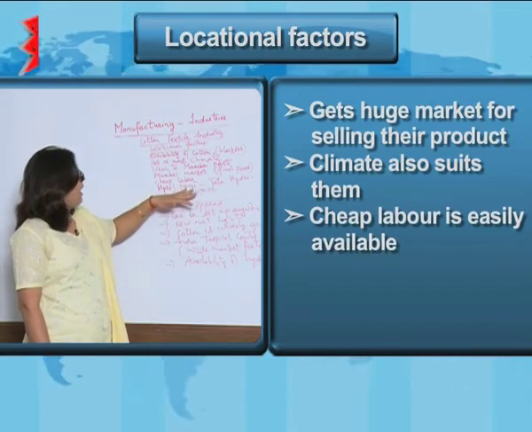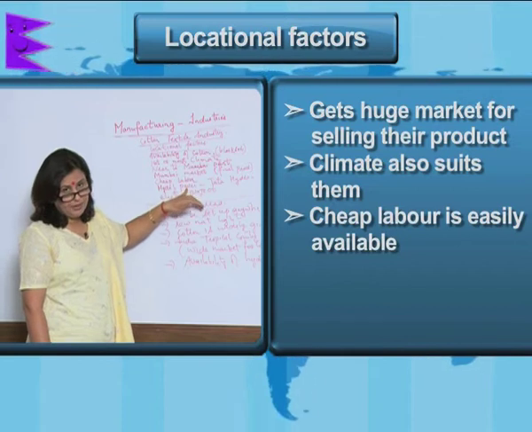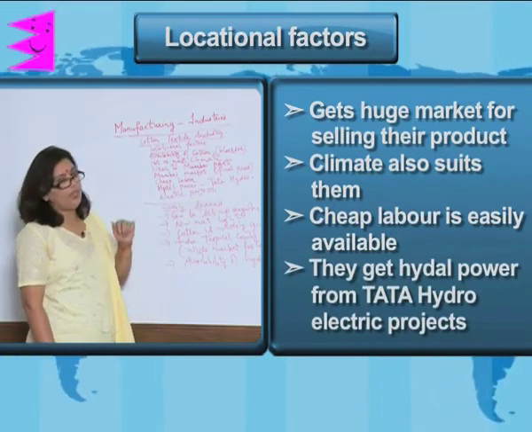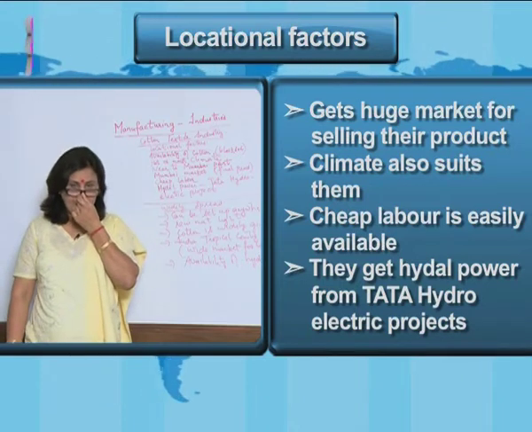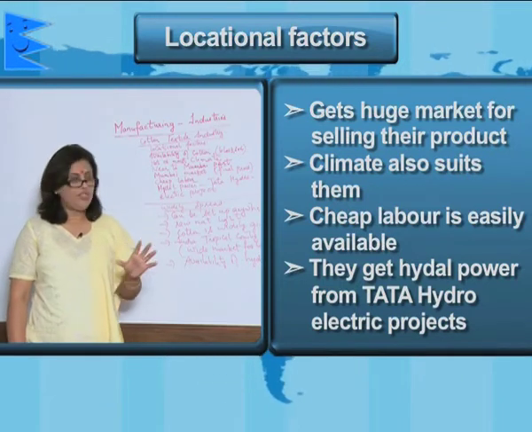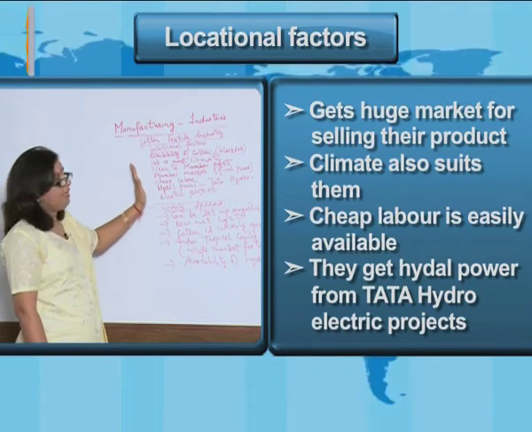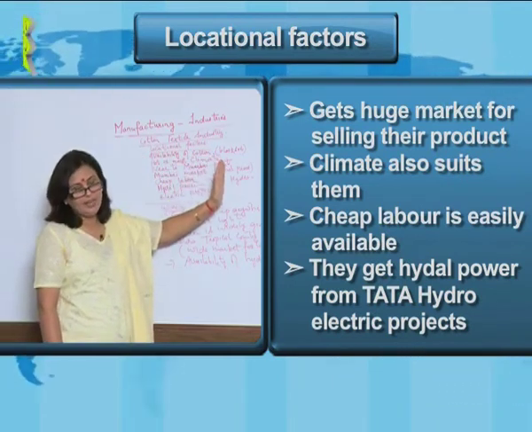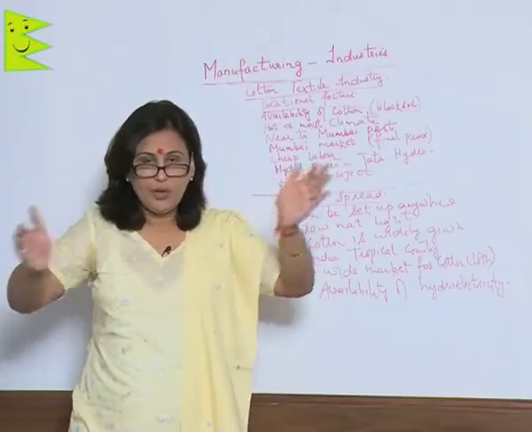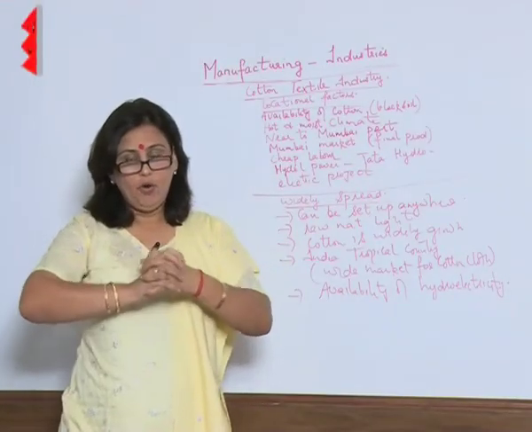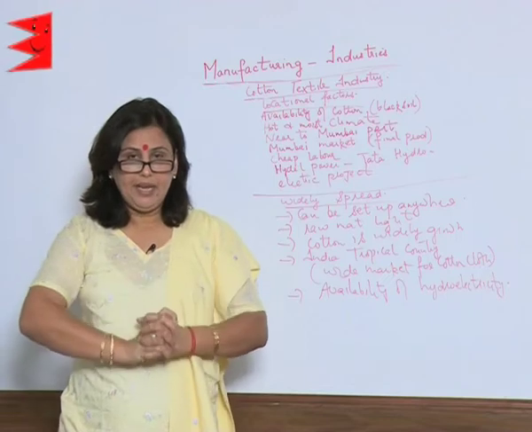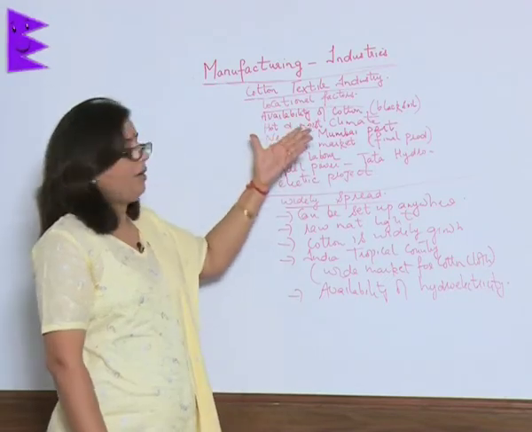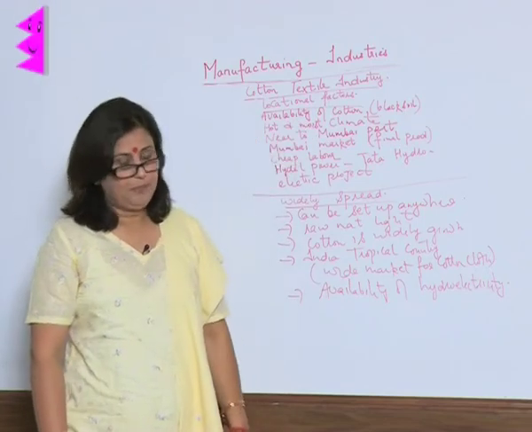Now, the hydel power that is required, they easily get from the Tata hydroelectric projects. That is why most of the cotton textile industries are located near the Maharashtra belt. So, these locational factors make the place a suitable center for the cotton textile industry.